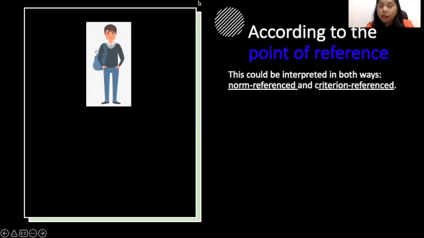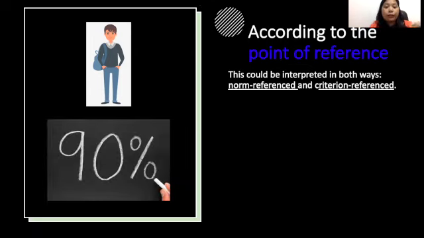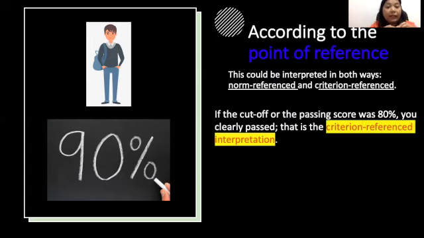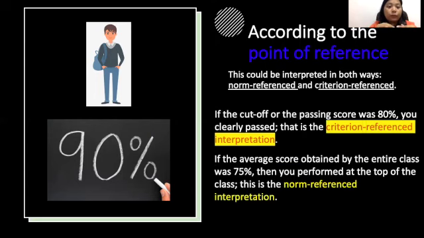We can also categorize or classify tests according to the point of reference. Suppose you receive a score of 90% on a math exam in school. This could be interpreted in both ways: norm referenced and criterion referenced. If the cutoff or the passing score was 80%, you clearly passed, and that is called the criterion reference interpretation. If the average score obtained by the entire class was 75%, then you performed at the top of the class, and this is called the norm reference interpretation. Same test, but we used both interpretations.